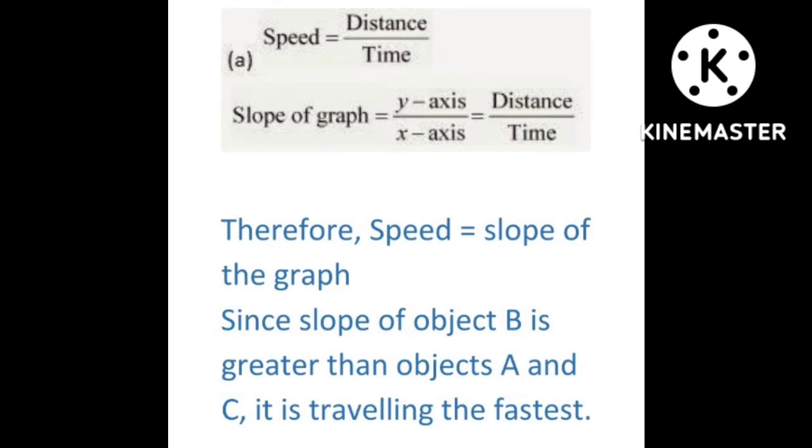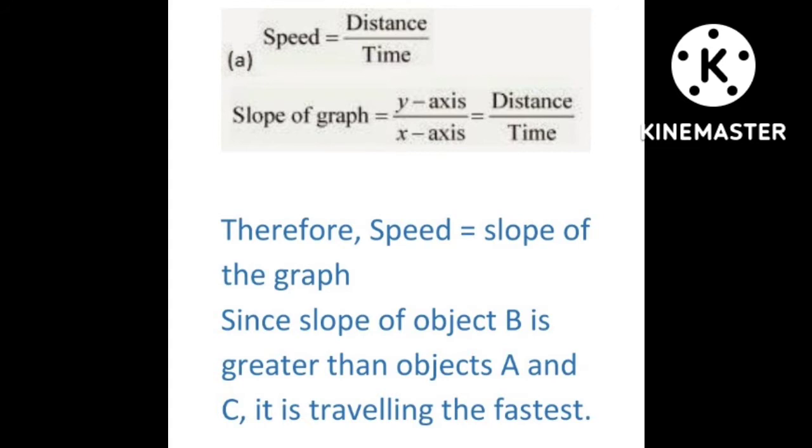What was the first question? Which of the three is traveling the fastest? So in order to answer the question, we have to find the speed in each case. How can we find speed from a distance time graph? We have studied that speed is equal to distance divided by time. So how can we find it from the graph?